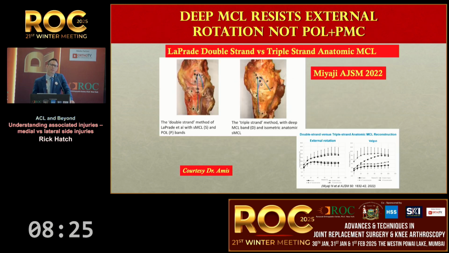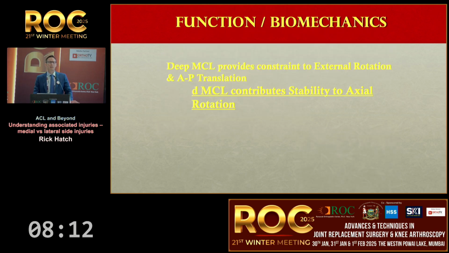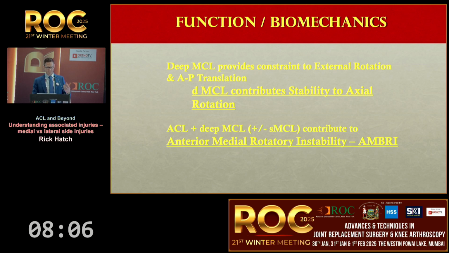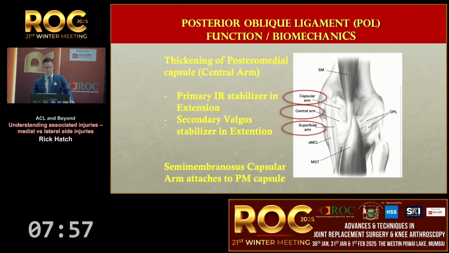And when they compared this to the LaPrade standard reconstruction, adding a third bundle of the deep MCL in this oblique orientation decreased the external rotation. The posterior oblique didn't do anything for external rotation. And so really when we think about the deep MCL, it's contributing to axial stability in regard to axial rotation. And it's really the deep MCL in the setting of an ACL injury that contributes to anterior medial rotatory instability, not really the posterior oblique.